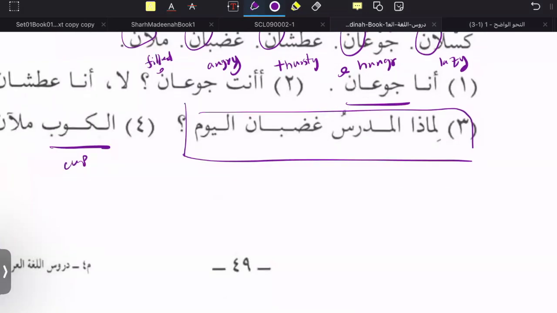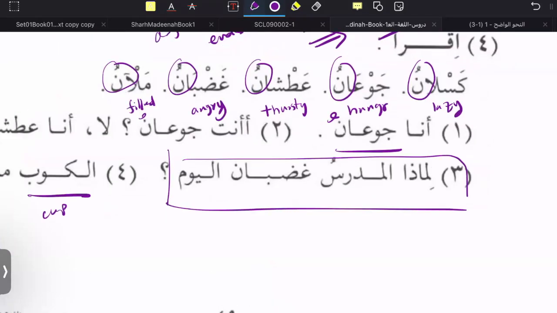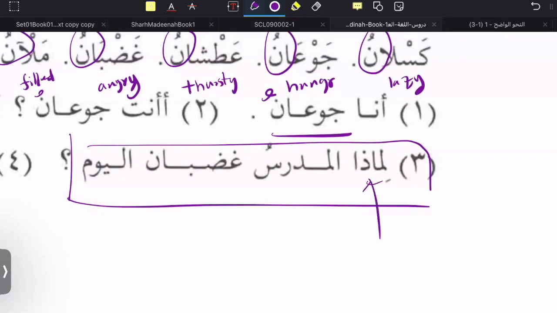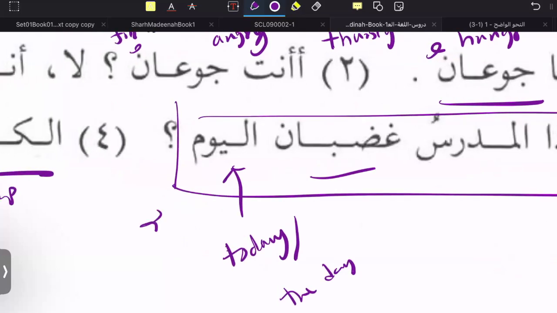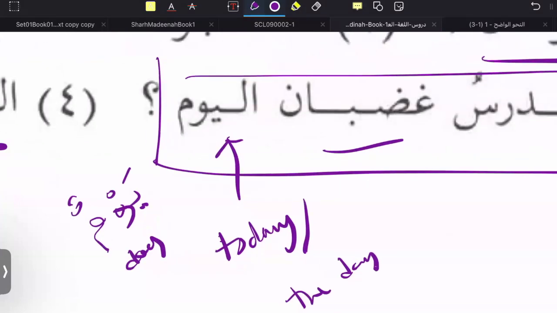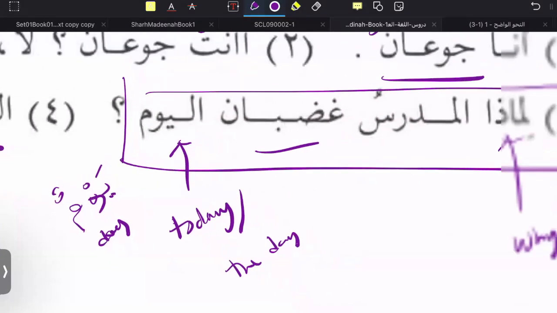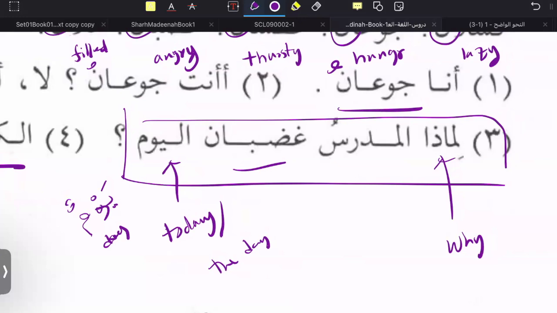لماذا المدرس غضبان اليوم؟ We have to know a few words. What is لماذا? Why. المدرس we know. غضبان we just learned. Angry. اليوم. What is اليوم? اليوم is today. اليوم can also mean the day, because يوم is day. So what happens when you add alif lam? The day. But in context, it means today as well. Why is the teacher angry today? Yes, ahsan. Yes, very good.